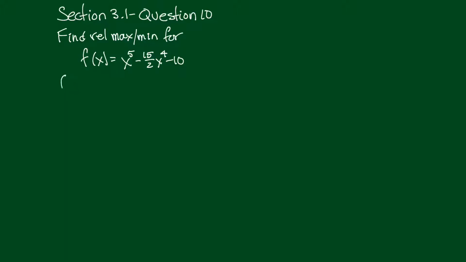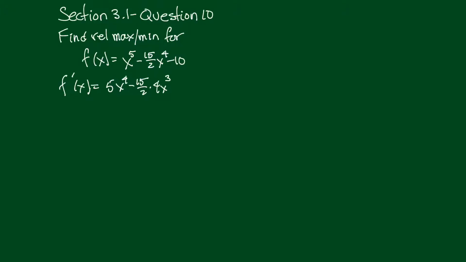So let's see, we're going to get f prime of x equaling, well, what do we have? 5x to the fourth minus, now I'll do this in parts here. We got 15 halves times 4x cubed, and of course the derivative of that constant is 0. So now we can reduce a little bit. We'll get a 1 and a 2. So here's our derivative. f prime of x is equal to 5x to the fourth minus 30x cubed.